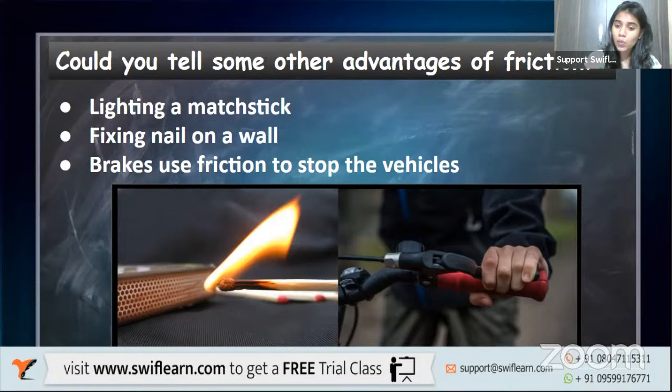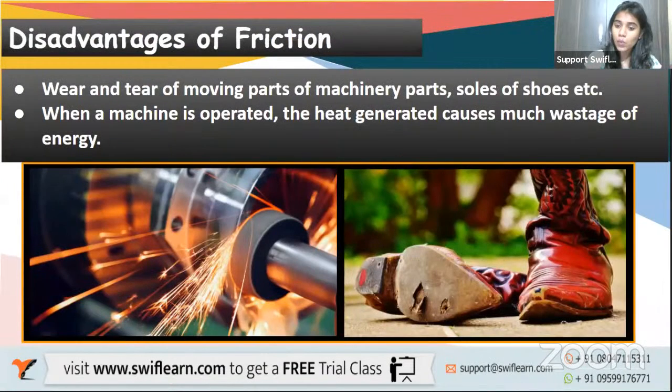Now, another few advantages of friction include lighting a matchstick. When you light a matchstick, the friction between both surfaces is the reason why it fires up. Now fixing a nail on the wall requires friction. Brakes use friction to stop the vehicle. These are some of the advantages of friction. Now, let us discuss the disadvantages of friction.